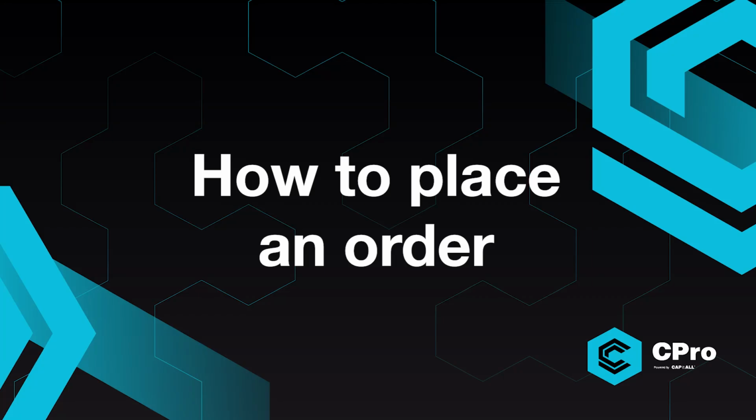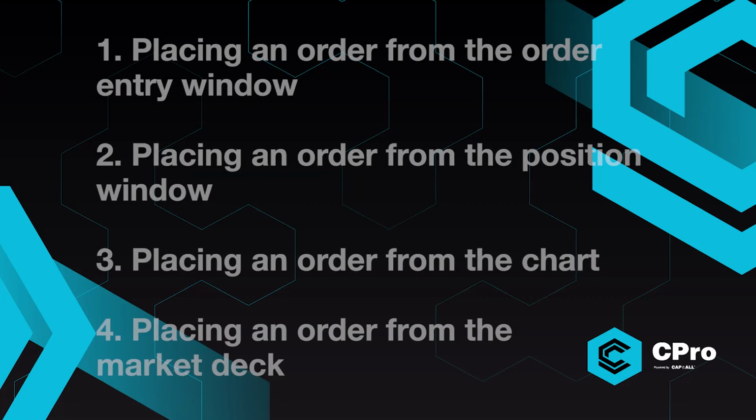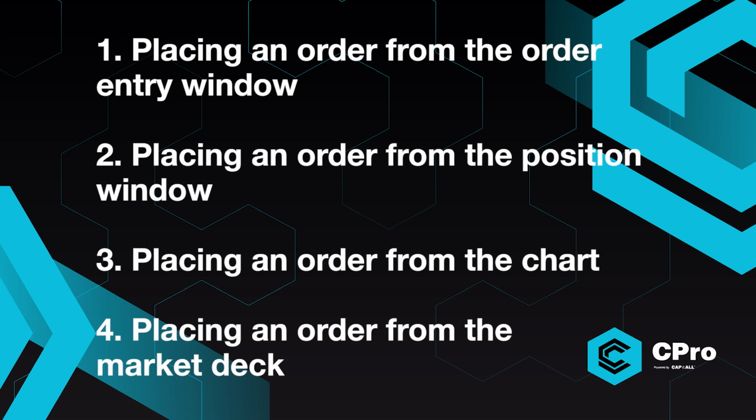Let's run through the different ways you can place an order in cPro. In this video, we'll talk about 4 different options for placing an order. We'll look at placing an order from the order entry window, placing an order from the positions window, placing an order from the chart, and placing an order from the market depth.